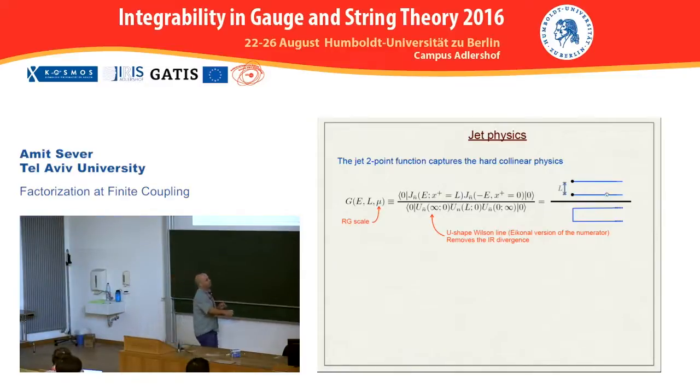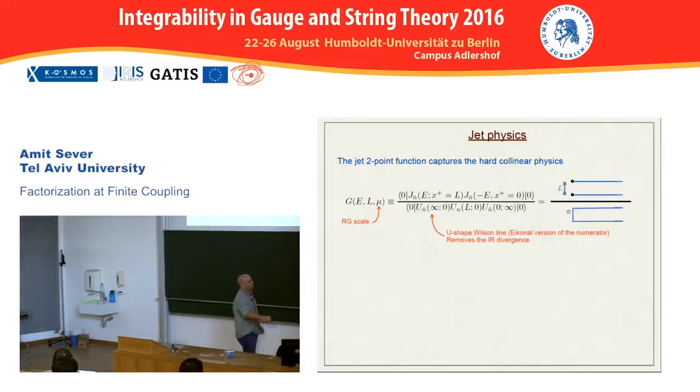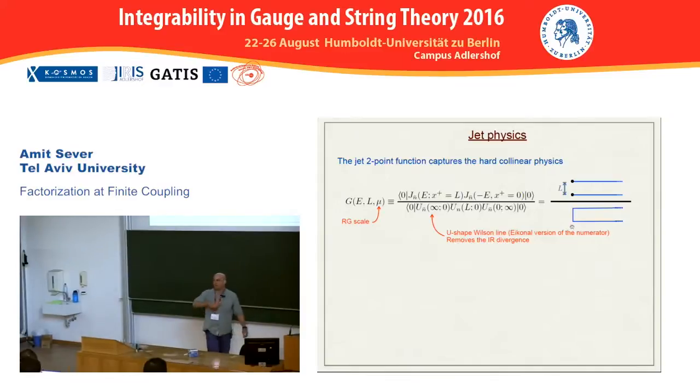So here we have two jets separated by some distance in a null direction. And we divide it by the eikonal limit of this picture, which is just a U-shaped Wilson line of two parallel Wilson lines going to infinity along this null direction. This ratio removes all the IR divergences.